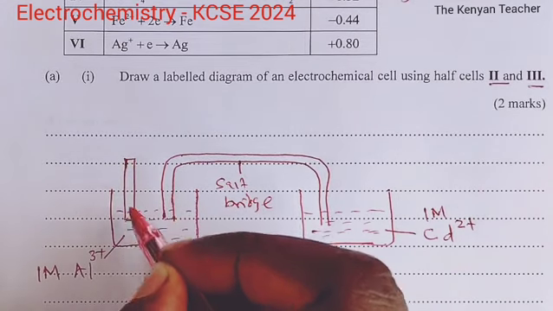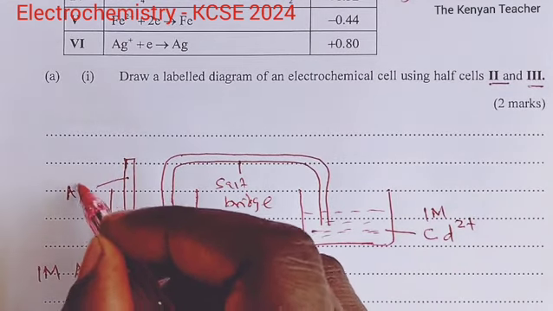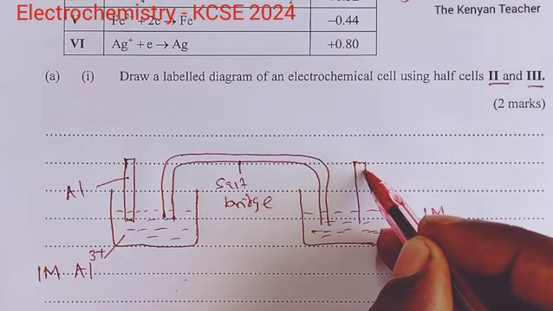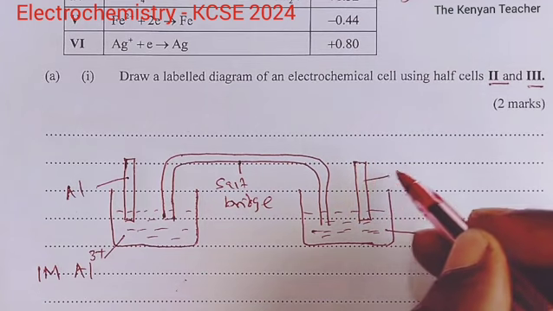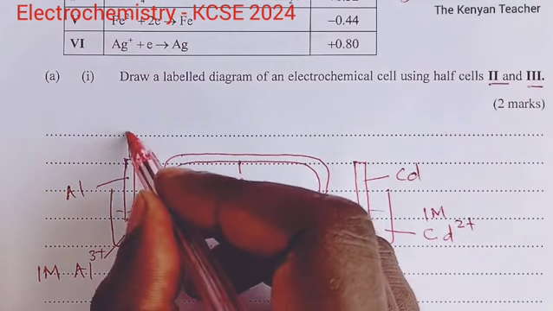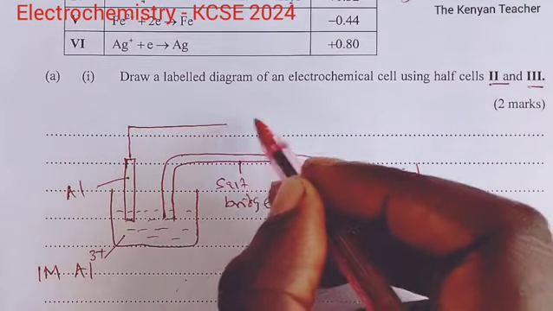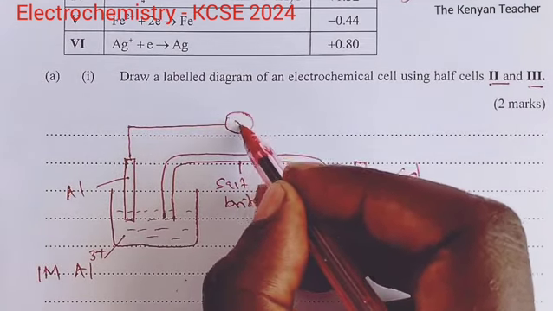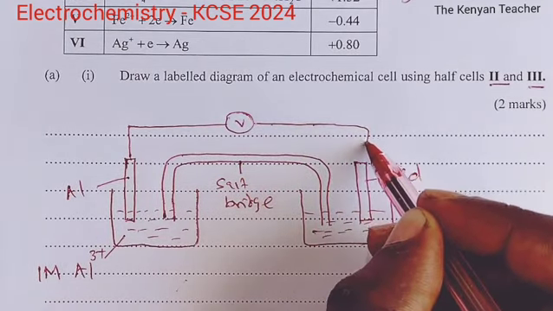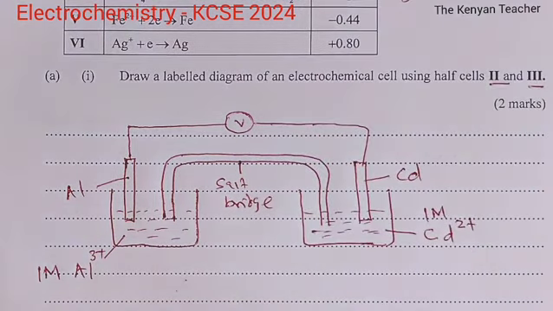The electrode on this end is aluminium strip. The electrode on the half cell on the right hand side is cadmium strip. And then of course, these electrodes are now joined with ordinary copper wire, via a voltmeter. So this forms our complete cell and it is worth 2 marks.